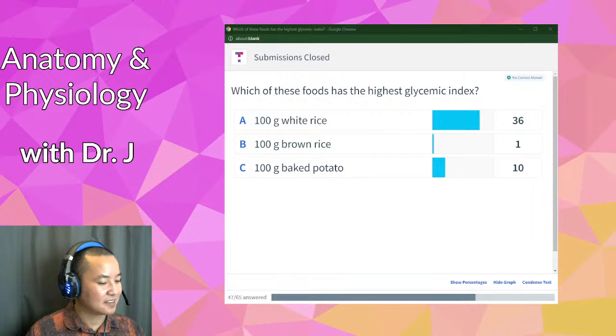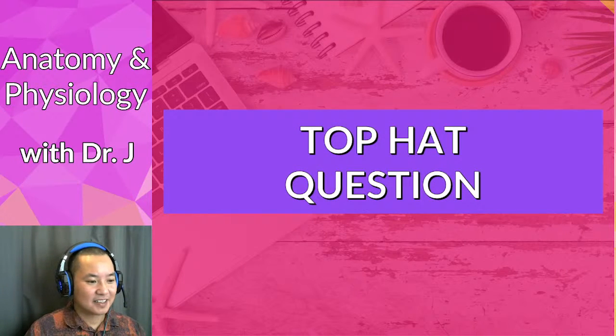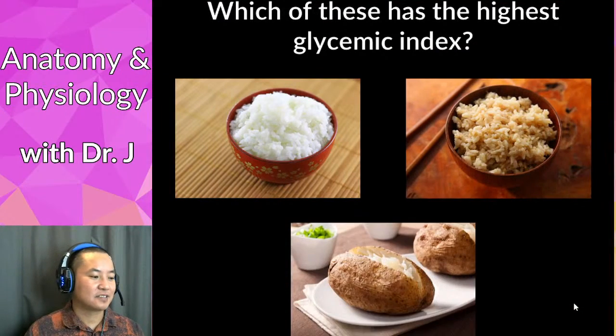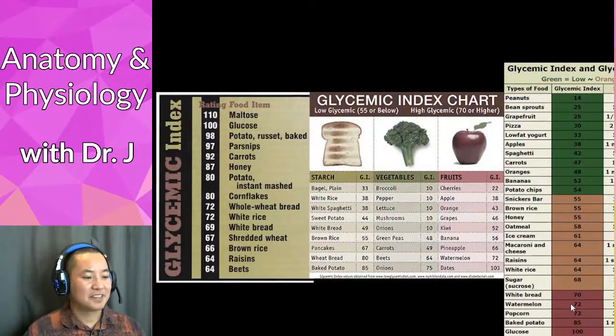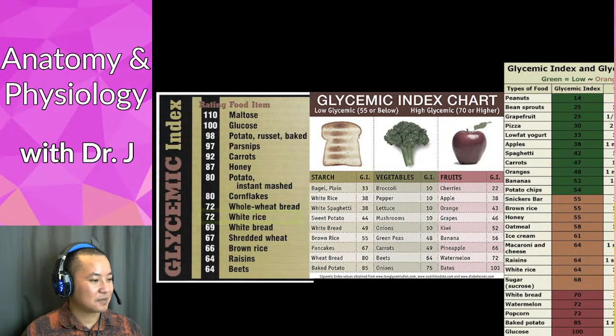Well, what's the answer? It depends on who you ask. I know it's not going to be very satisfying. So which of these has the highest glycemic index: white rice, brown rice, or a baked potato? Well, it depends on the chart you're using. Glycemic index values vary depending on who's doing the measuring and the study. So let's look at these. In this chart white rice is 72, brown rice is 66, and a potato is 80.